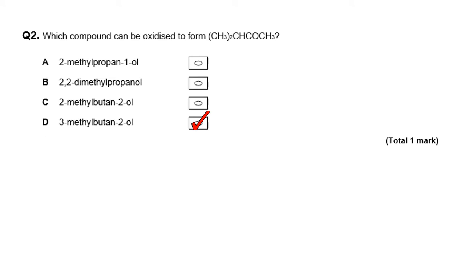Which compound can be oxidized to form CH3COCH(CH3)2? That would be 3-methylbutan-2-ol.